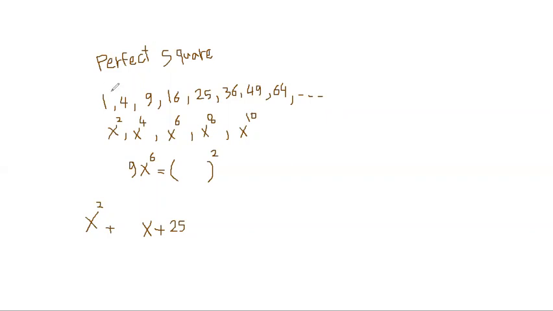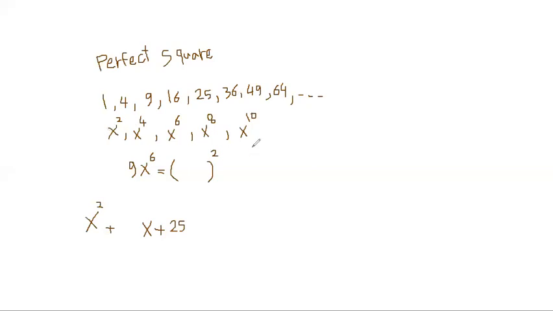Okay, perfect square means a number has a positive root, or a number has a square root, like 1. Why do we say 1 is a perfect square? Because we can express it as 1 power 2. 4 is a perfect square because you can express it as 2 power 2. 9 is 3 power 2. 16 is 4 power 2. 25 is 5 power 2, and so on.